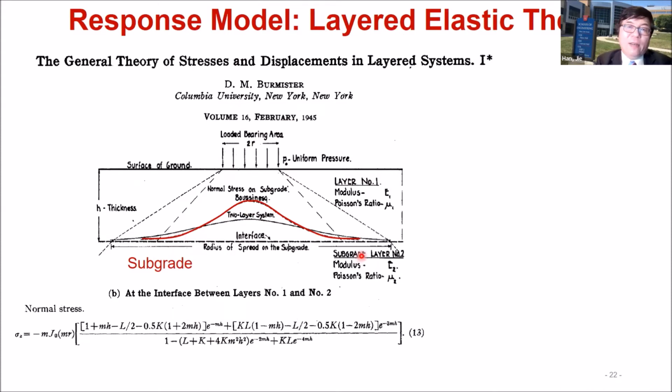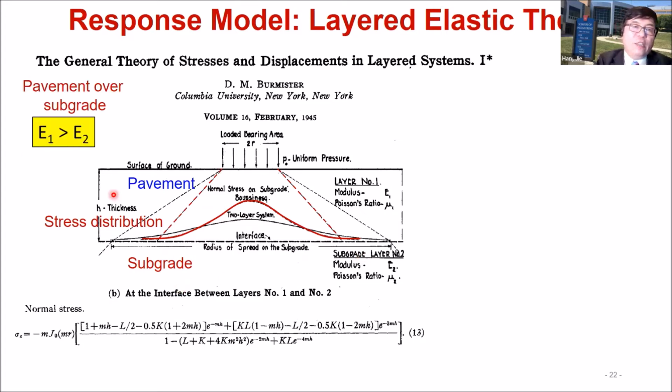But in practice, we often use the so-called distribution method to simply calculate or estimate the stress under the footing or under traffic loading. That is a stress distribution that will involve the distribution angle. Now, if we're dealing with pavement, then we have a stiff layer over subgrade. For that case, in the general situation, the modulus E1 is greater than modulus E2. For this case, Burmister developed a solution to calculate the two-layer system.